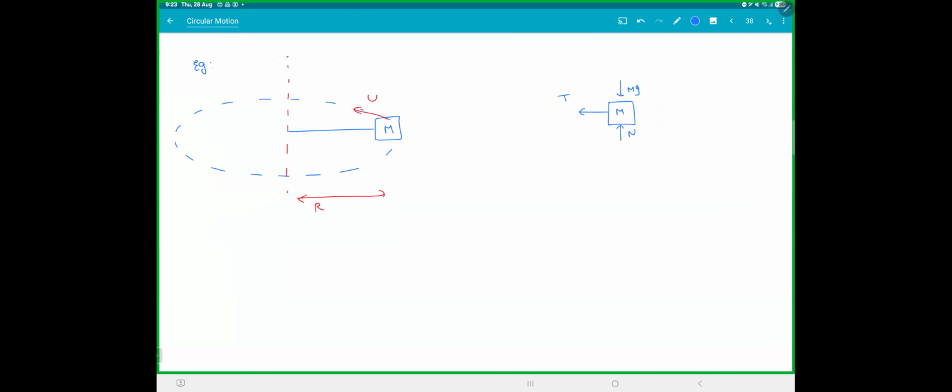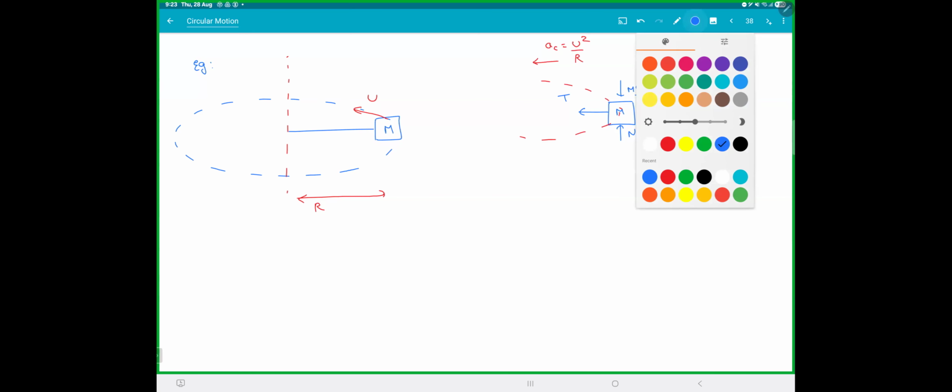I still didn't teach you that. Don't worry about it, ignore it for now. Next thing: since you are going in a circle, we proved there should be a centripetal acceleration, which is u square by r. That's it. You are done with your FBD. Once you write that statement, circular motion is done.